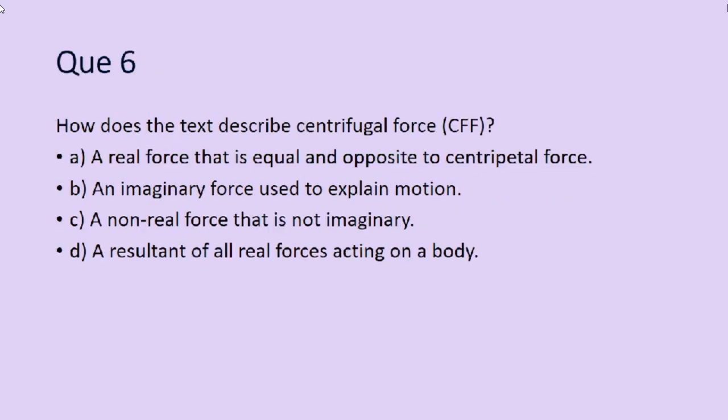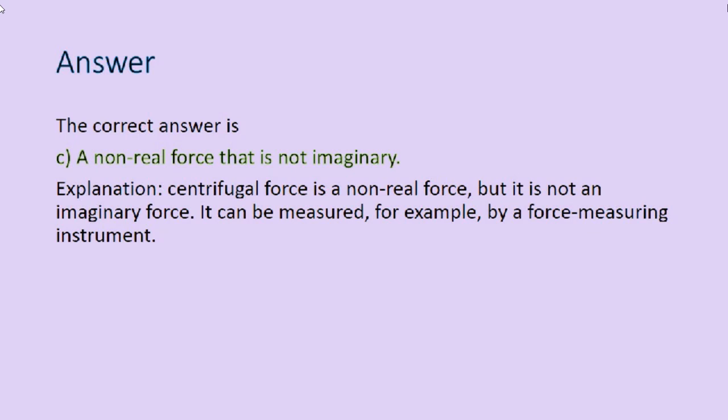Question number 6. How does the text describe centrifugal force? We will denote it by CFF. Option A, a real force that is equal and opposite to the centripetal force. Option B, an imaginary force used to explain motion. Option C, a non-real force that is not imaginary. Or option D, a resultant of all real forces acting on a body. And the correct answer is option C, a non-real force that is not imaginary.